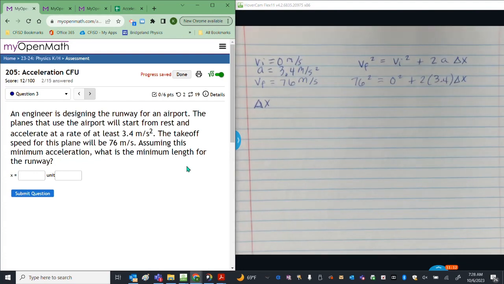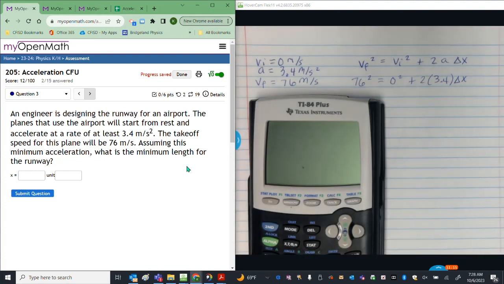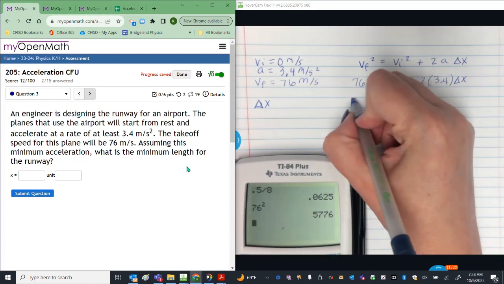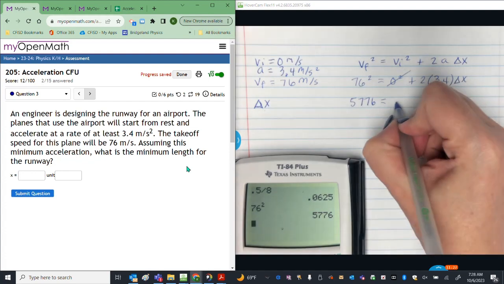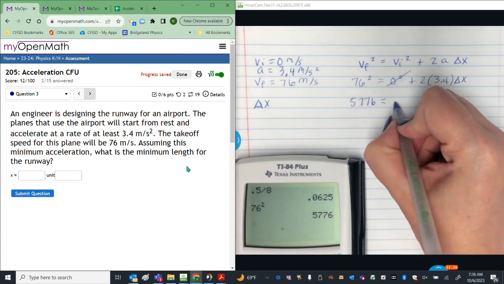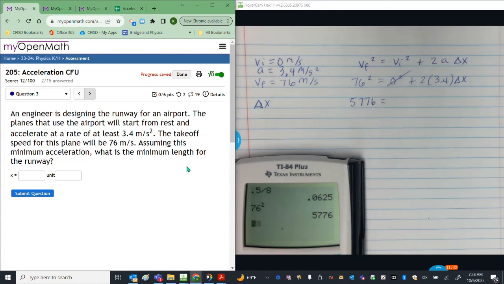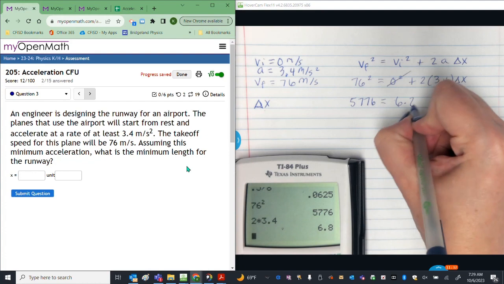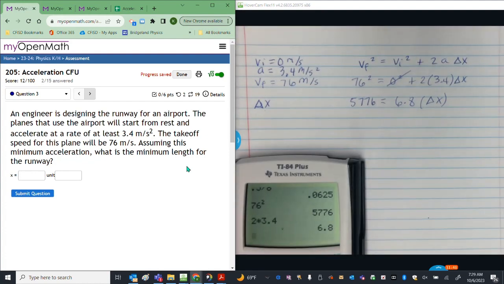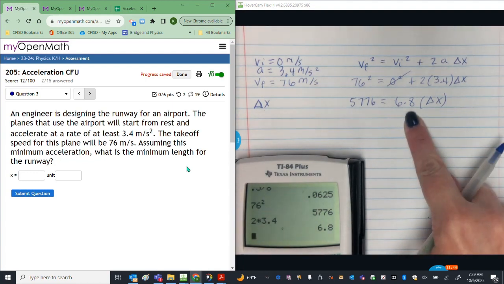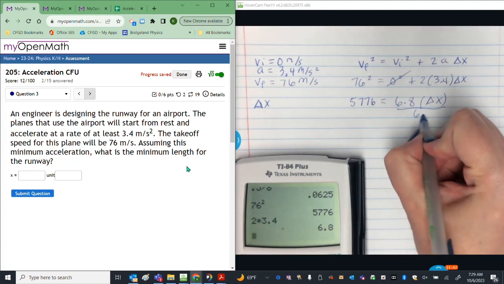Okay, so 76 squared is 5,776 equals 0 squared, of course, is 0, and I'm adding it so I can get rid of that. 2 times 3.4 is 6.8 times delta X. Okay, so from here, again, if I want to get this by itself, it's currently being multiplied. I need to divide both sides by 6.8.